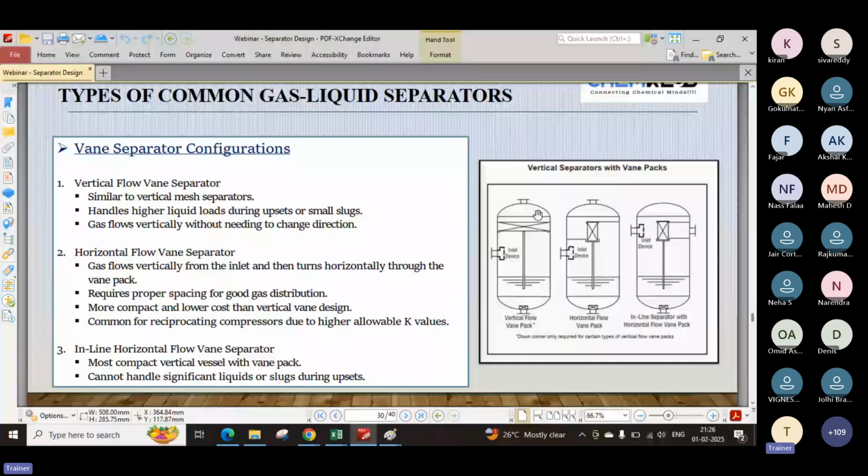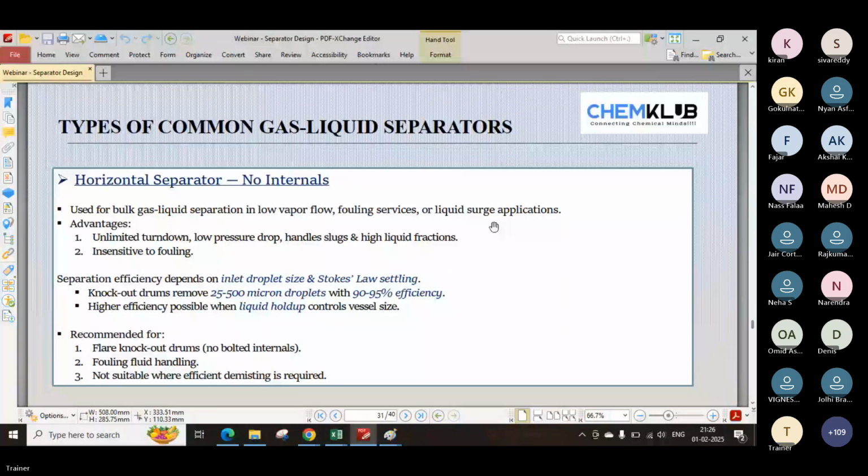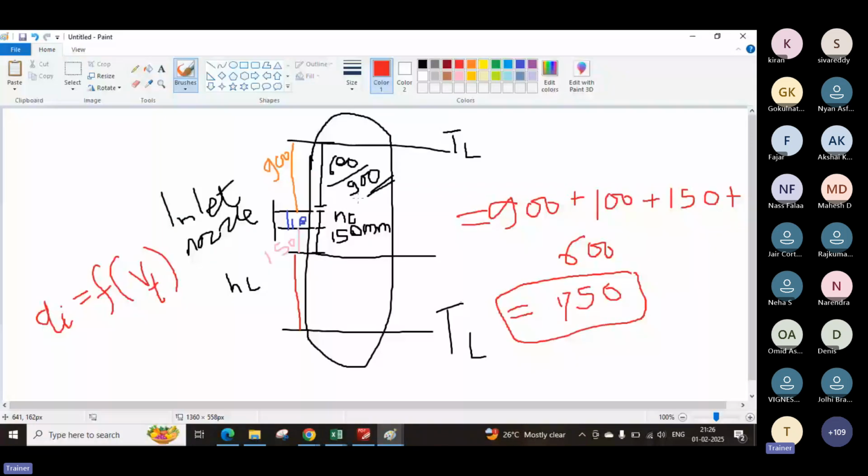No inlet device or no internals. No internal means there is nothing in this one. Just simply like this, there is a hollow cylinder with inlet, outlet for vapor, and outlet for liquid. That's it. No separation or enhancing media available in the separator.